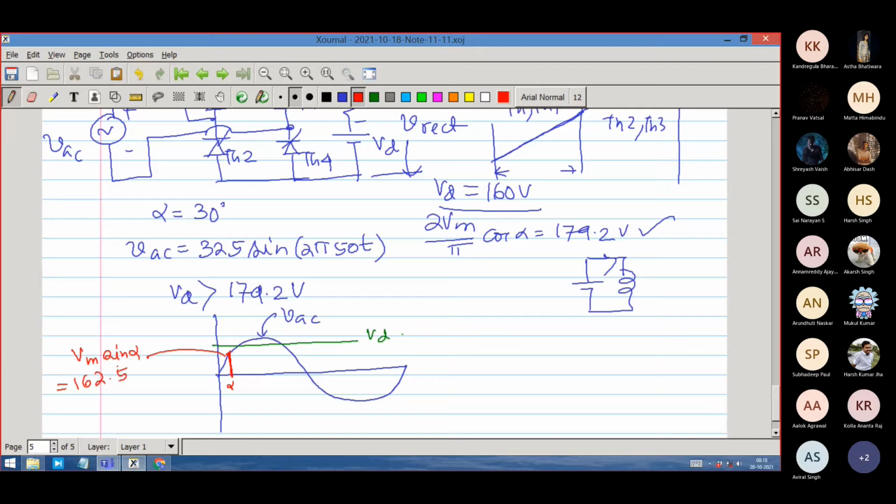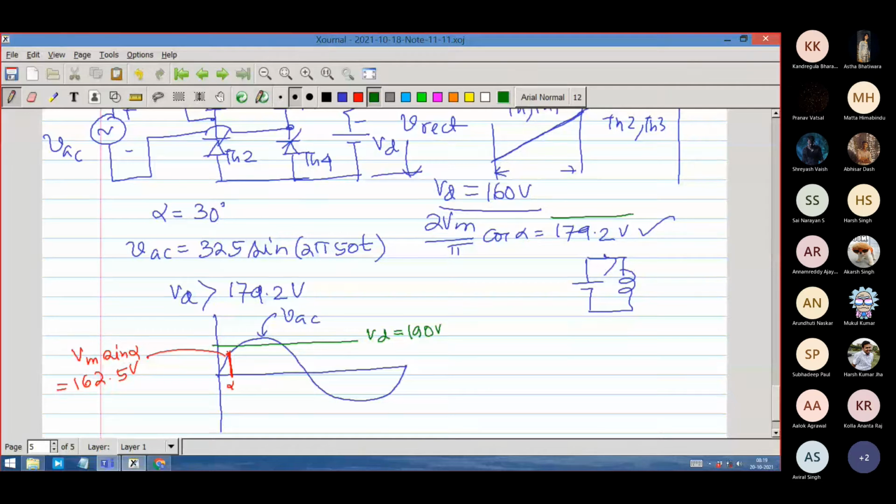Vm sin alpha is 325 into sine of 30, so 162.5, right? So this voltage is 162.5. Vd we have assumed to be 190 volts, just some voltage which is higher than 2Vm by pi, in order to make the operation valid in the DCM mode. Only in the DCM mode it will happen.